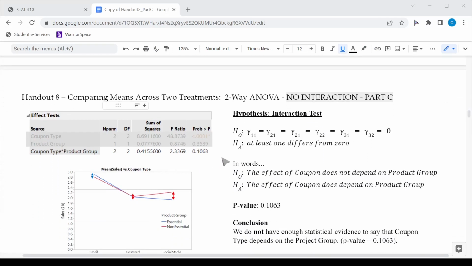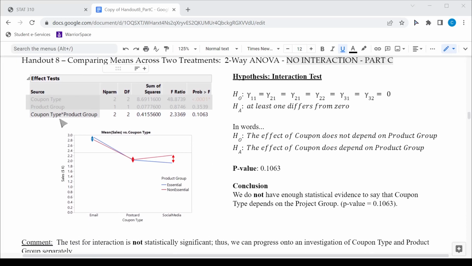So we start at the bottom and work our way up. Now here, my interaction term is not significant. What that means is I don't have to worry about the combination of these two treatments working together. So if this is not less than 0.05, what that means in words is the effect of the coupon does not depend on the product group in terms of the average number of sales.